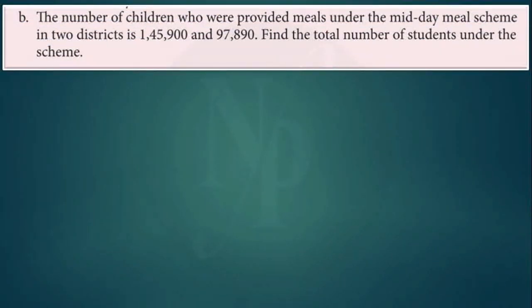Second question, B. The number of children who were provided meals under the midday meal scheme in 2 districts is 1,45,900 and 97,890. Find the total number of students under the scheme. Here the number of children who are under the midday meal scheme in two districts is given. We have to find the total number of students who are under this scheme.